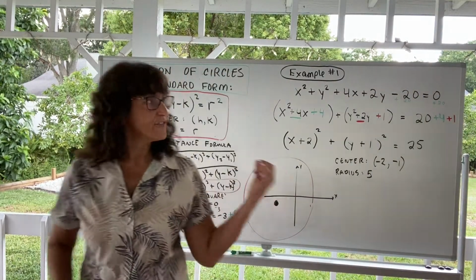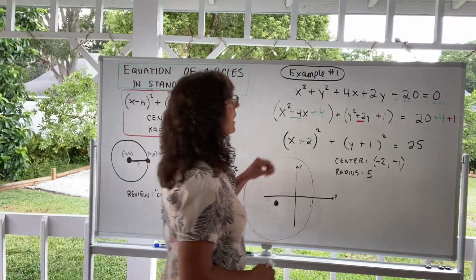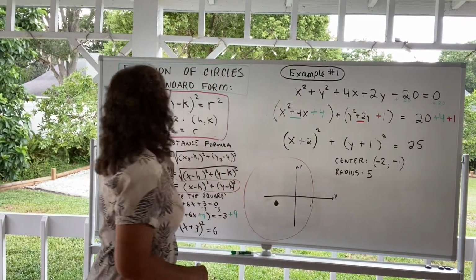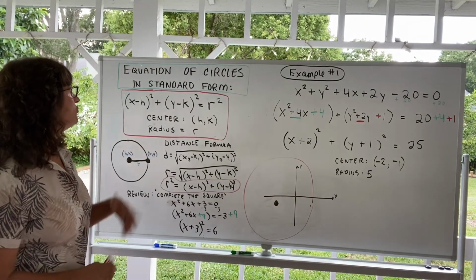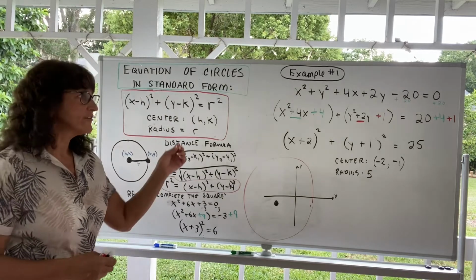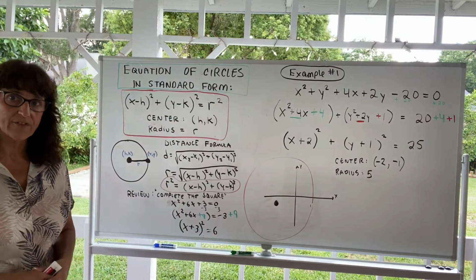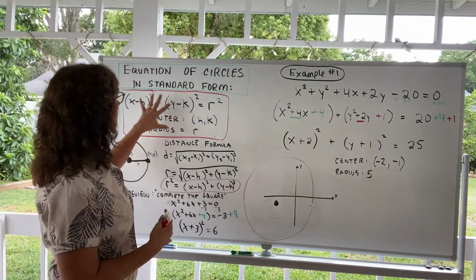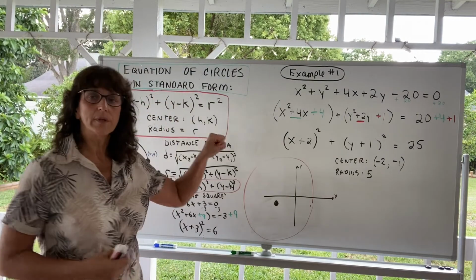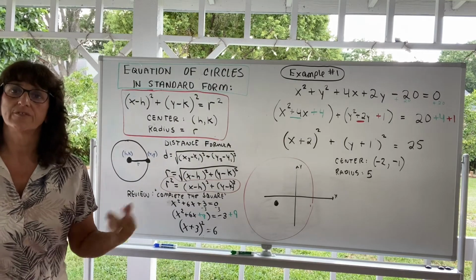This is how you would actually go from expanded form to standard form. If you have expanded form, you have to utilize completing the square from your algebra class. And keep in mind that the equation comes from the distance formula.